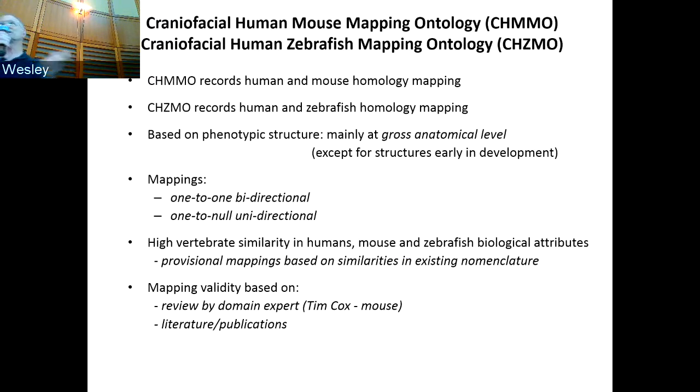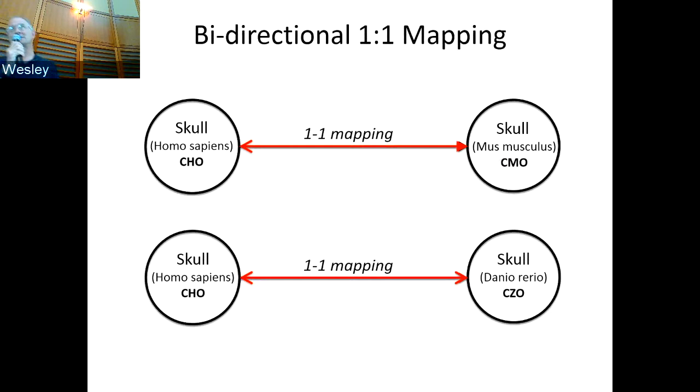One is one-to-one bidirectional, where the same structure is present in two different species, and one-to-null, where one structure is present in one species but not in the other. These are unidirectional. This is based on high vertebrate similarity in human, mouse, and zebrafish. And ONARD is doing all this work. Starts with provisional mappings based on similarities in existing nomenclature, but then these are validated by review with our domain expert, Tim Cox, for the mouse, and through literature and publications. So these are some of these kinds of mappings.